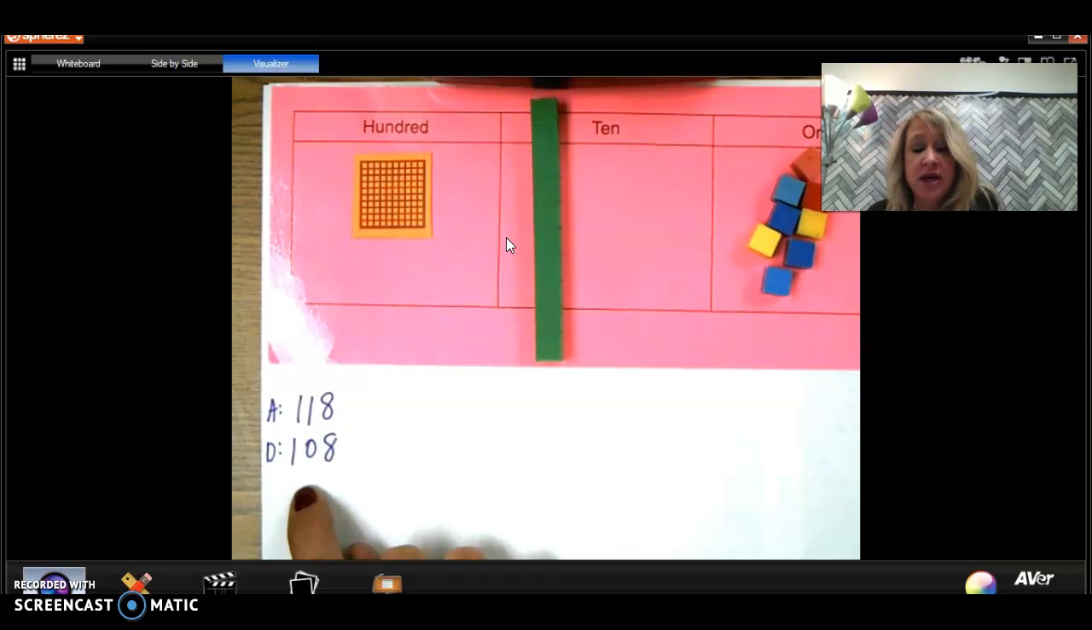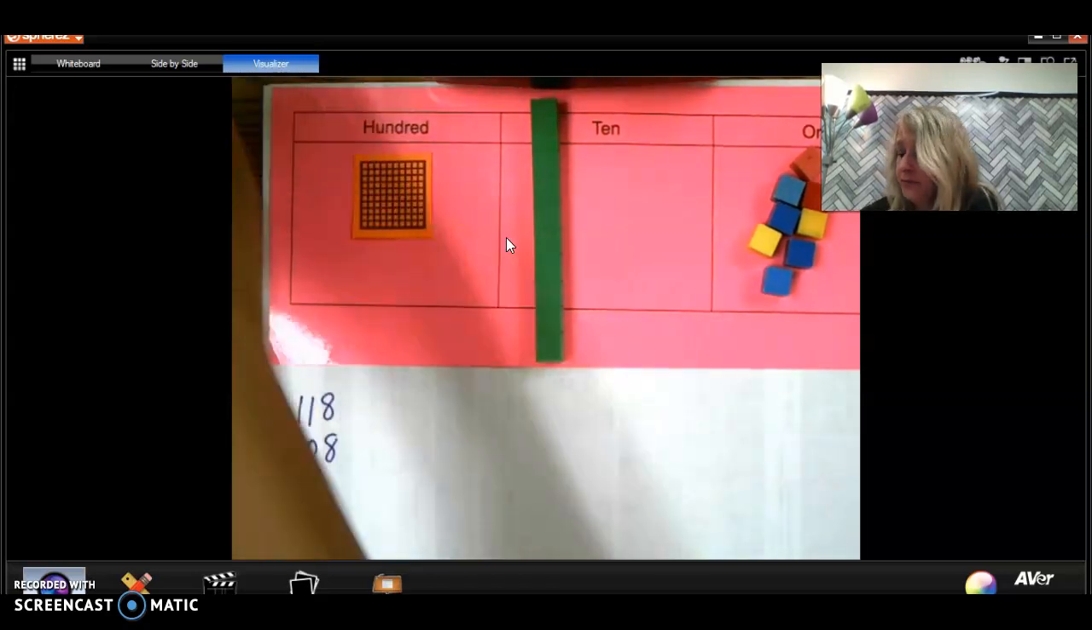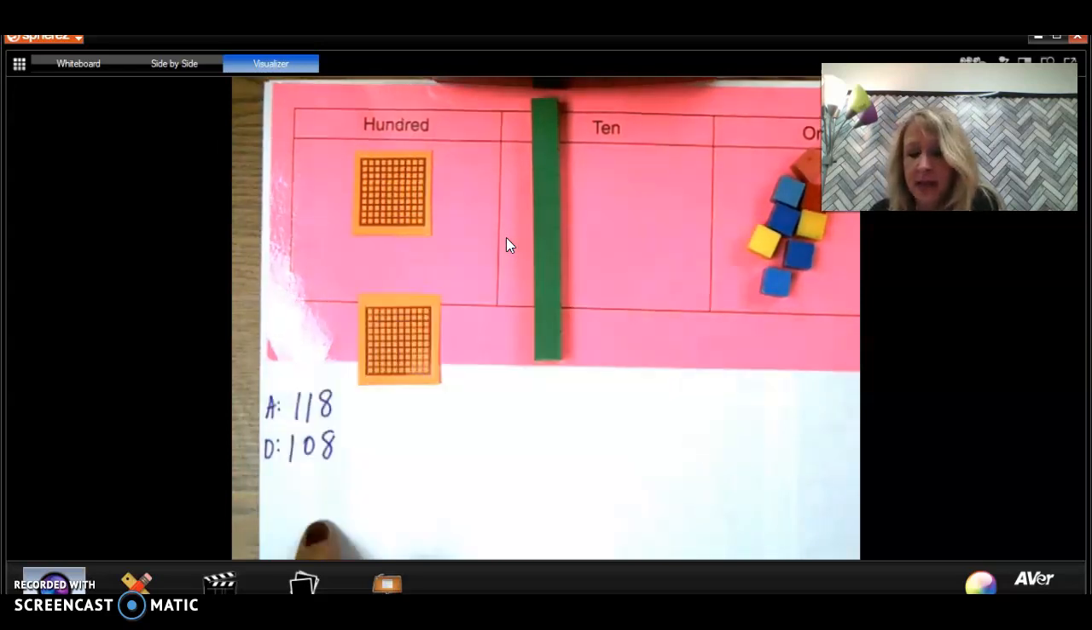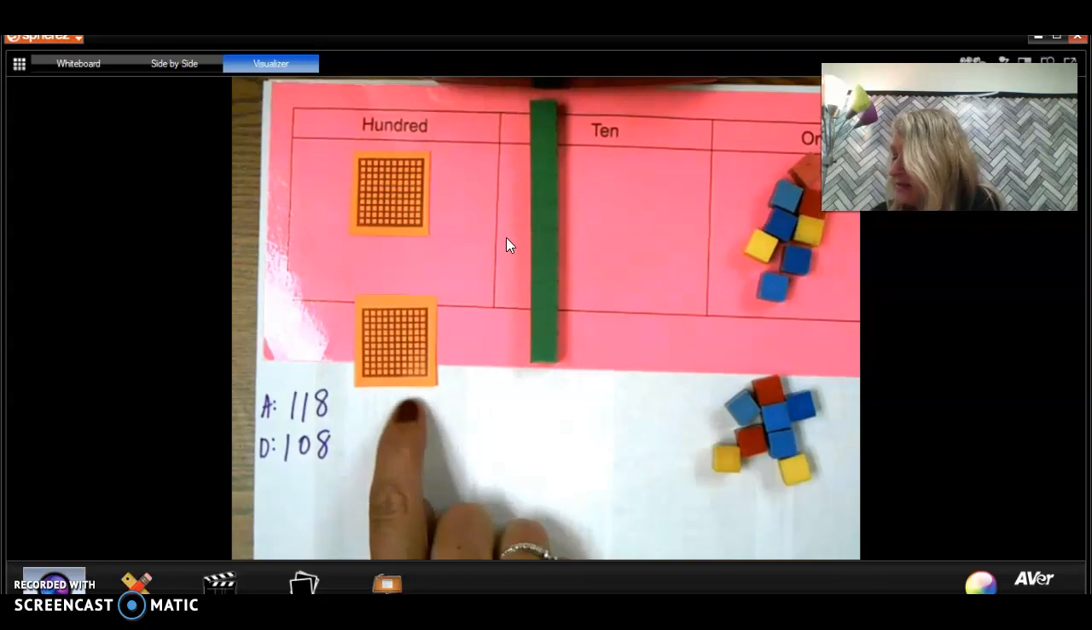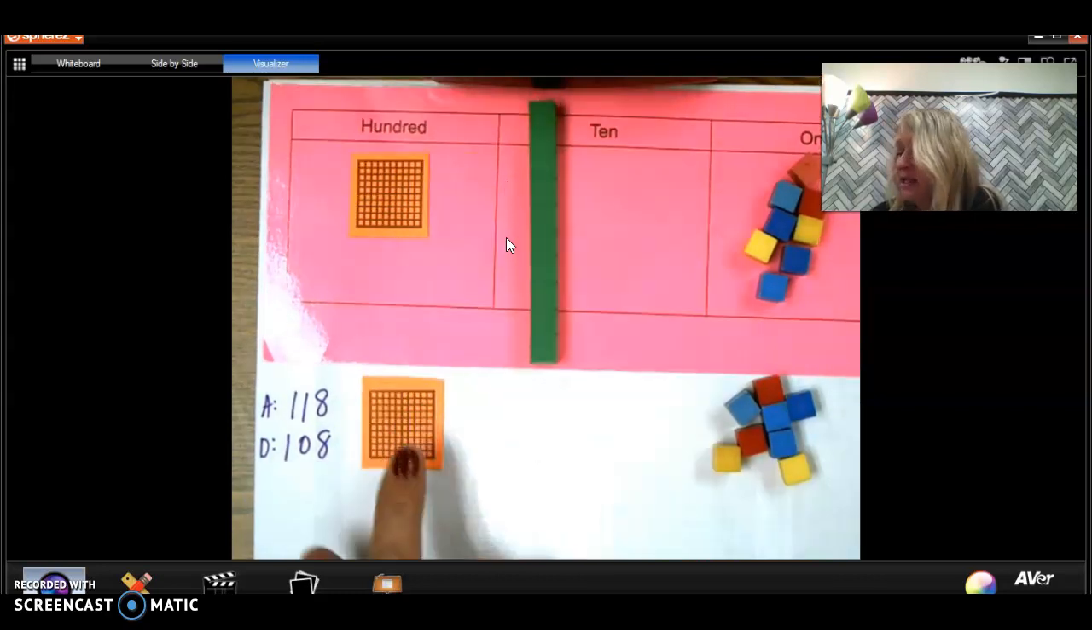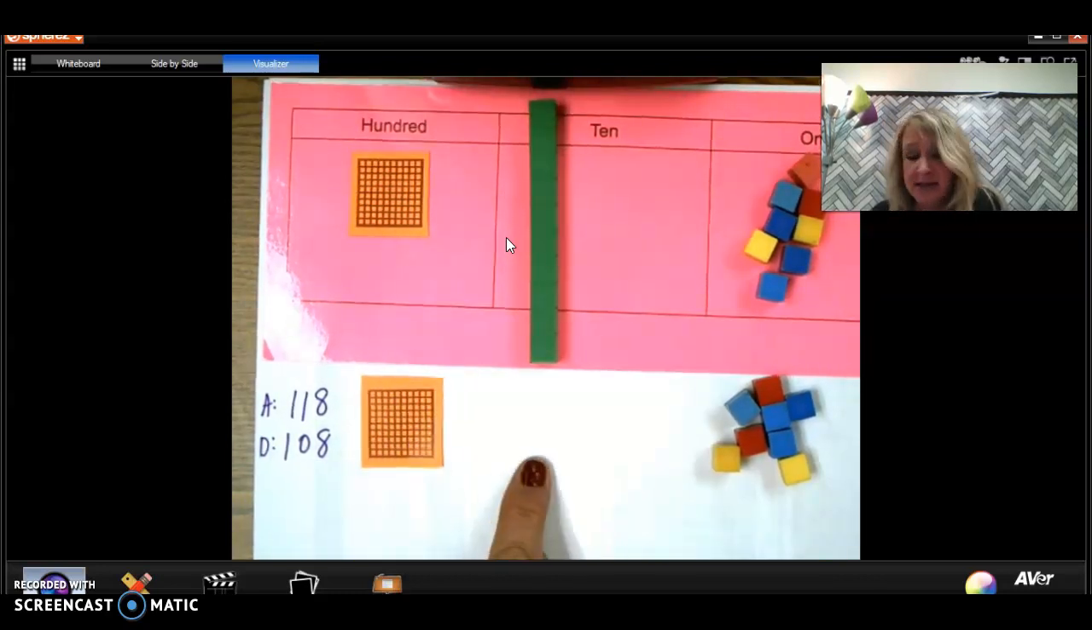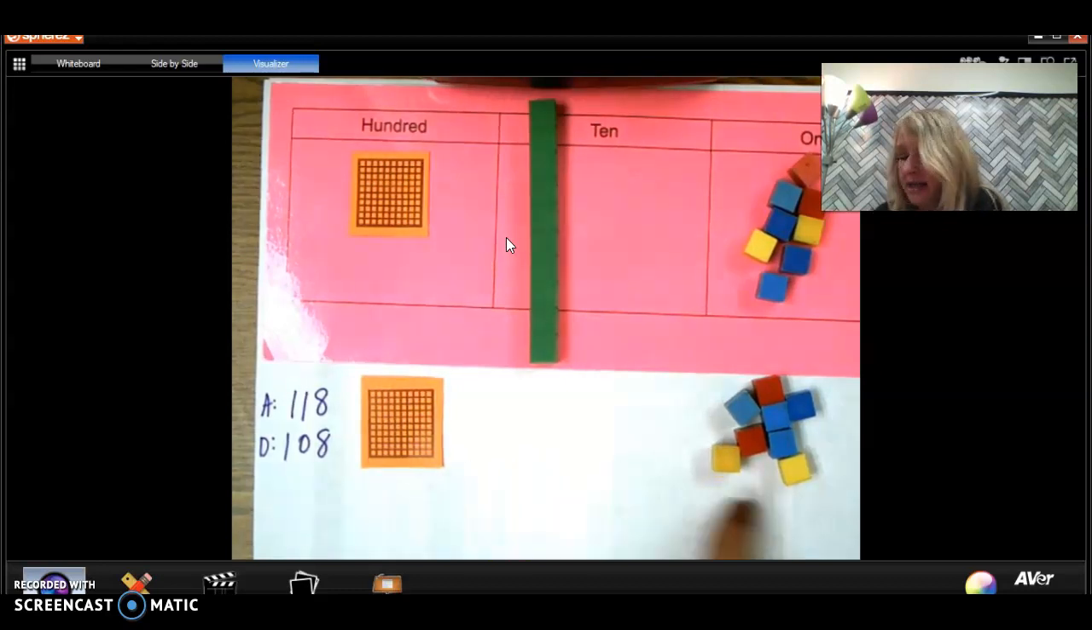Let's see how many Debbie has. Debbie has 100. How many tens does she have? Ooh, she has 0 tens. How many ones does she have? 8. She has 8 ones. So she has 108. Let me move this down so you can see that Debbie doesn't have any tens. She has 108. She has 0 tens.